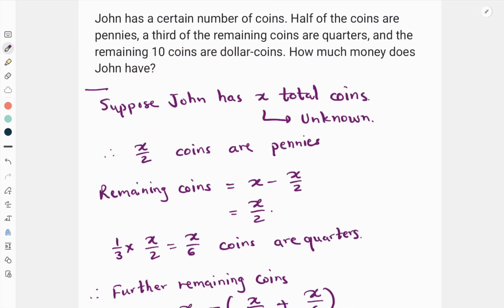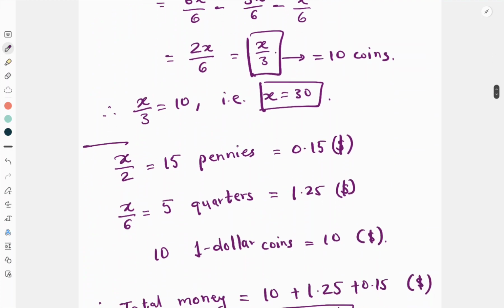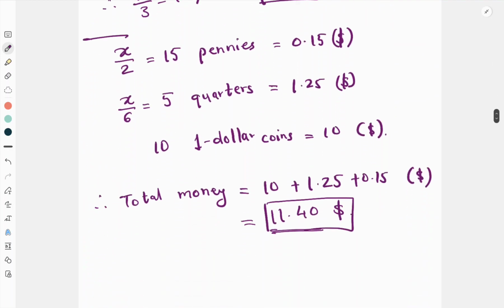We are given an unknown number of coins, but there is enough information to deduce the number of coins first. So we did that first. And then given the denominations of the coins, pennies, quarters, dollars, it could be dimes or nickels or whatever else, you can calculate the total amount that he has, because now you know the number of coins and each of their denominations. So you can calculate the total amount, which is what we have done. So finally we get that he has $11.40. That's about it.